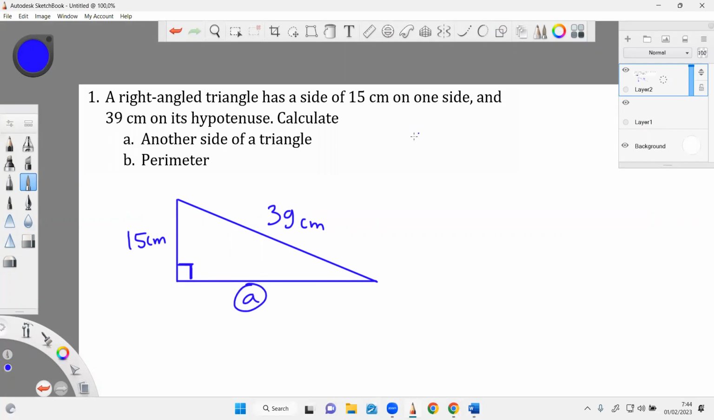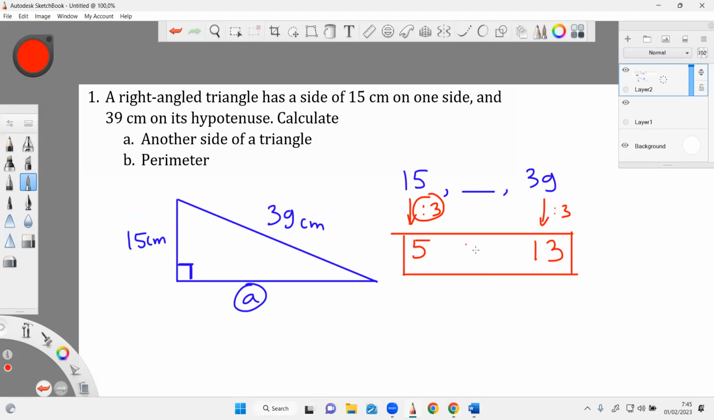First thing, is it a triple or not? Let's check. 15, something, 39, right? Can you simplify, Devin? You divide by 3. So we have 5. If you divide this by 3, you have to divide by 3 also: 13. What is the Pythagorean triple of 5 and 13? 5, 12, and 13. But is 12 the answer? No, you multiply by 3. So 12 times 3 is 36. Done. See? Very simple, right?